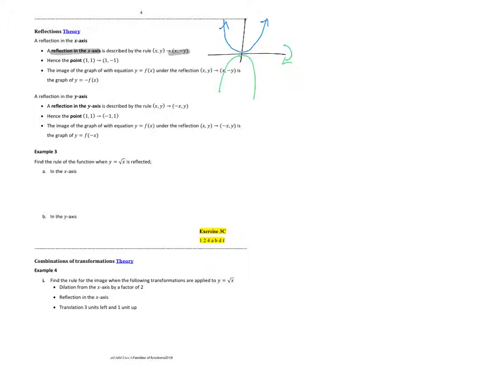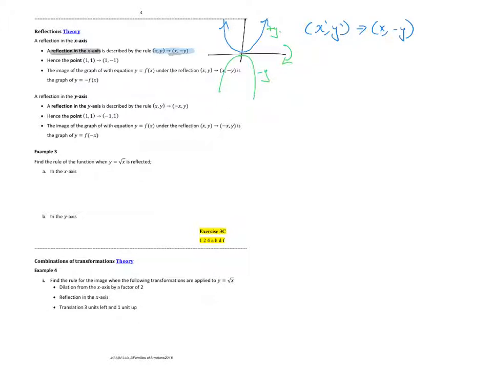So we can see all my positive y values have become negative y's. So we can see that in our notation here, x dashed, y dashed becomes, well, x doesn't change, the y values become negative, okay?